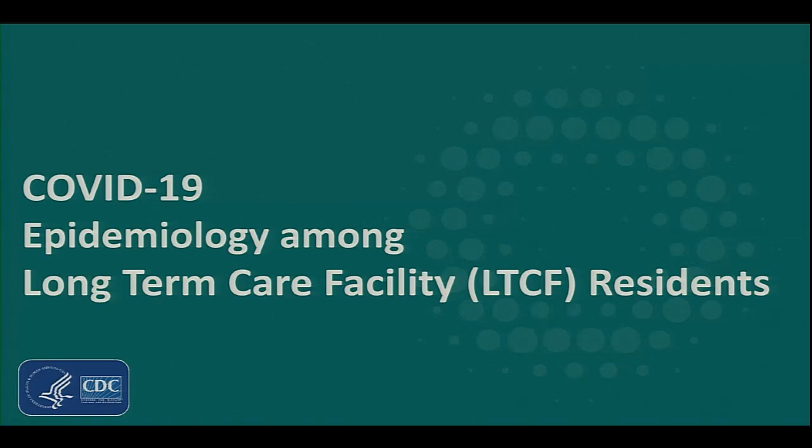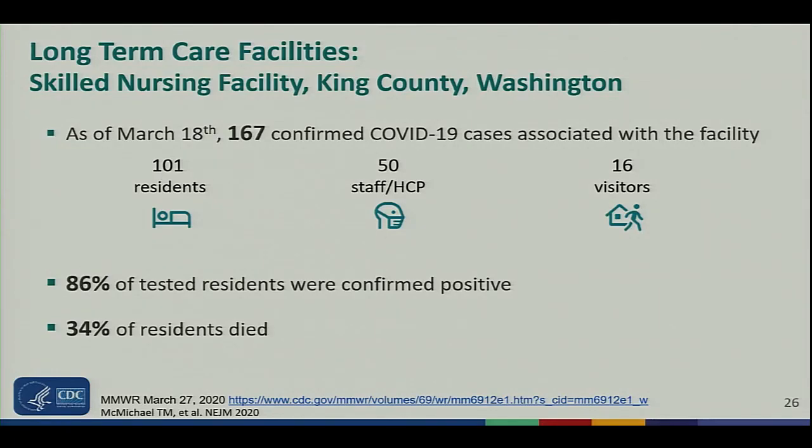Next, moving to long-term care facility residents. There have been several published descriptions about a facility in King County, Washington. Through March 18th, there were 167 confirmed COVID cases associated with that facility. 101 were residents, 50 among staff, and 16 visitors to the facility. Overall, 86% of residents tested were confirmed positive, and 34% died.